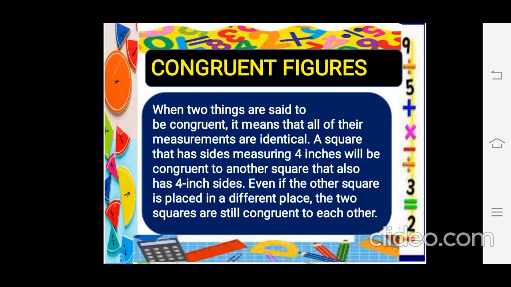A square that has sides measuring 4 inches will be congruent to another square that also has 4-inch sides. Even if the other square is placed in a different place, the two squares are still congruent to each other. All sides of a square are equal. So, if the length of one square is 5 cm, then the length of the second square is also 5 cm. In simple words, we say that two objects are congruent if they have exactly the same shape and the same size.